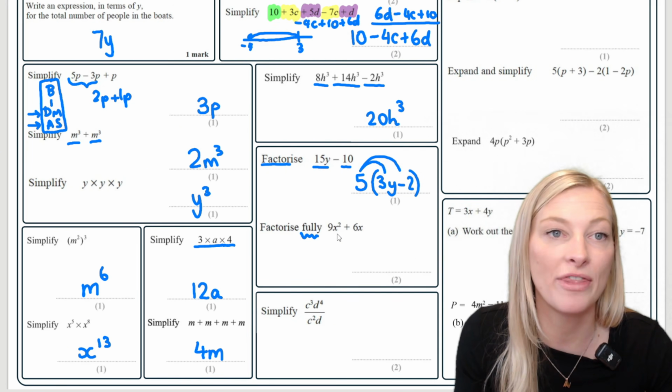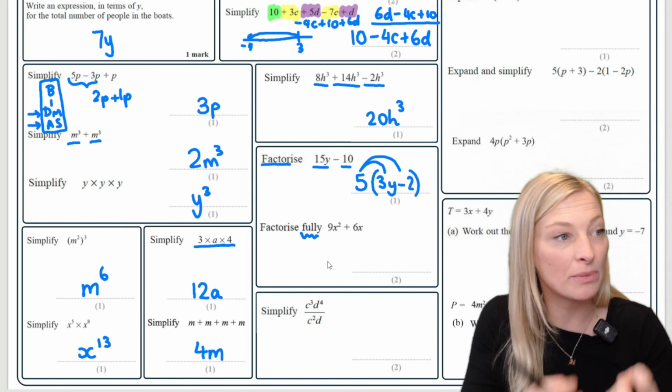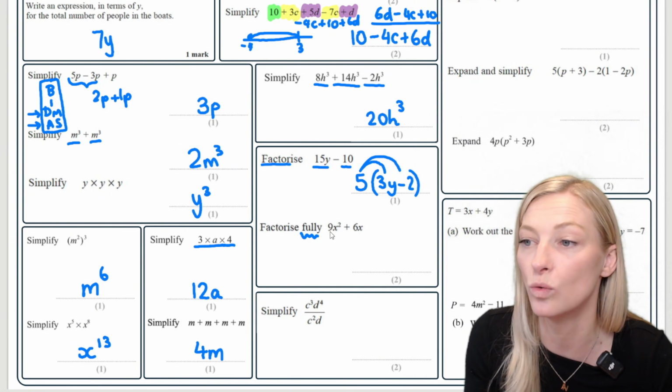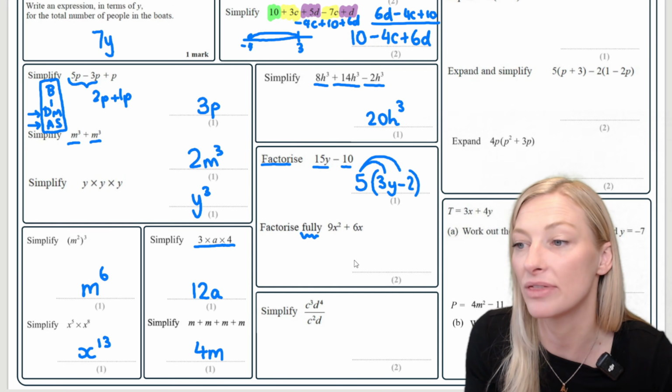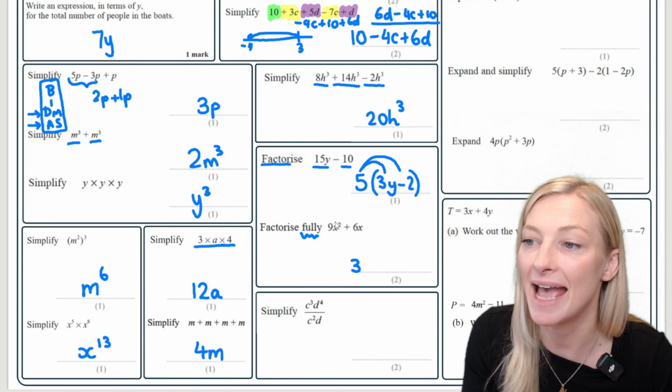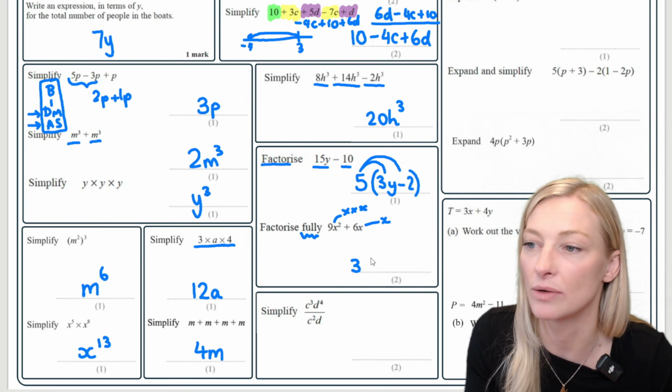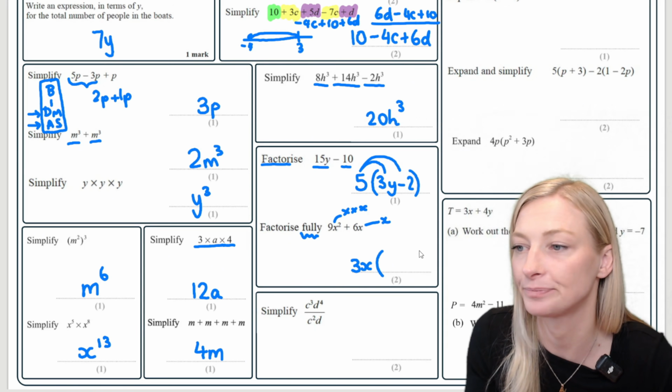Okay, factorise fully, there's a clue. It's going to be more than one thing on the outside of the bracket, and we want to bring as much outside as we can, always. So 9 and 6 are both in the 3 times table, and x squared is x times x, and we have an x here as well, so x can come outside the bracket.